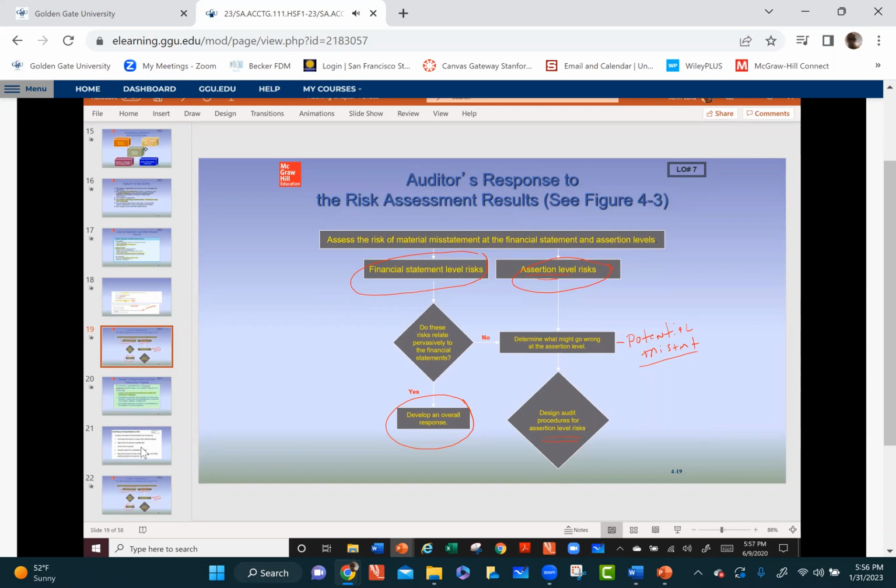And when we do that, we're literally going to take our account balances and break them up into assertions and assess the risk by assertion. And then we're going to respond, understanding how the internal controls would prevent or detect the misstatement in the assertion. If we think the controls have proper design and are implemented to prevent or detect the misstatement in the assertions, then we will go ahead and test the operating effectiveness of those controls and move over to our nature, extent, and timing of our substantive procedure.